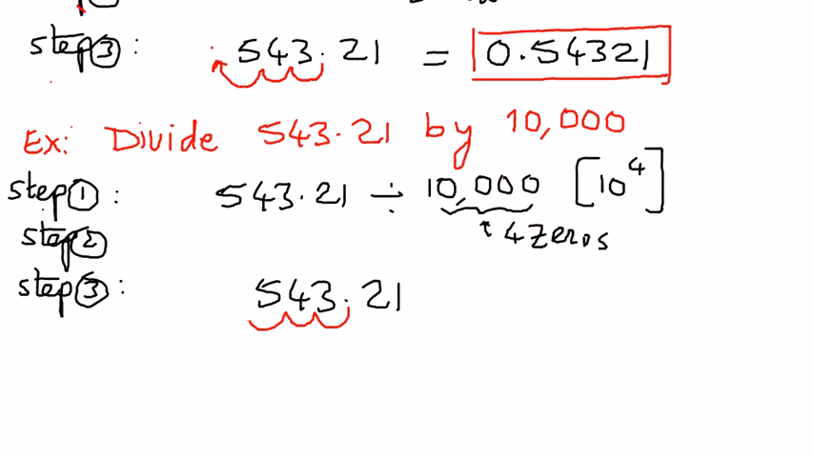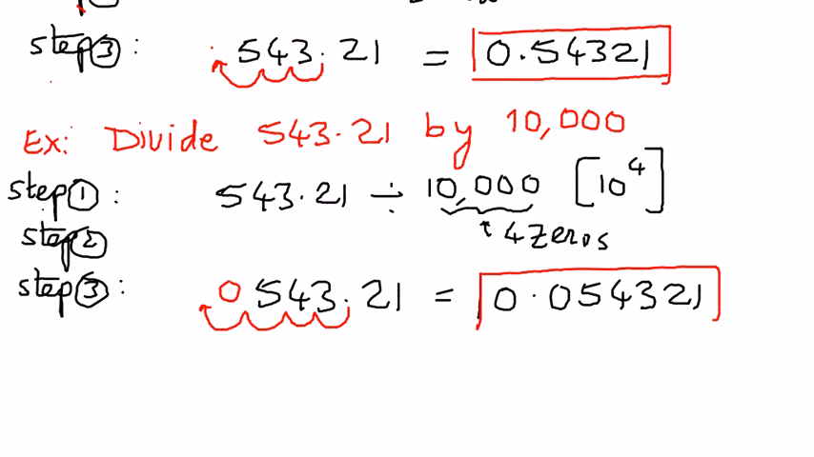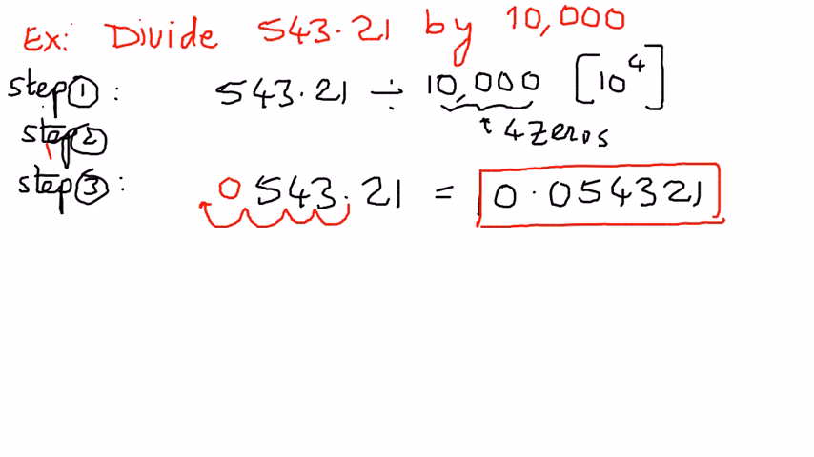1, 2, 3. There is no more number in front of that, so we can put a 0 and then move it in front of the 0. So that is 4 places. Therefore we can write this as equal to 0.05431. This is our answer. This is how we represent the number when we divide 543.21 by 10,000.